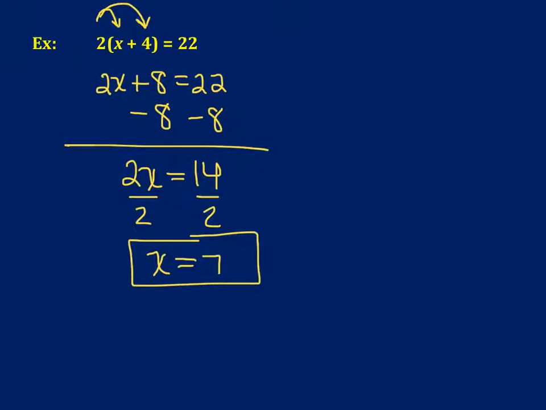If you want to check, you'd replace your x with 7 and follow order of operations. So first parentheses, 7 plus 4 is 11. 11 times 2 is 22. 7 is the right answer.